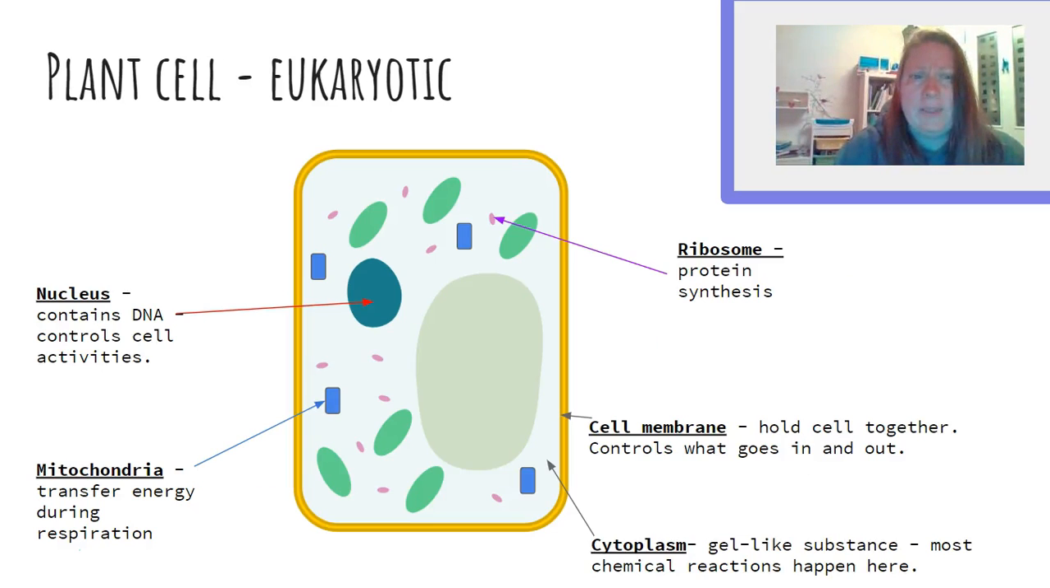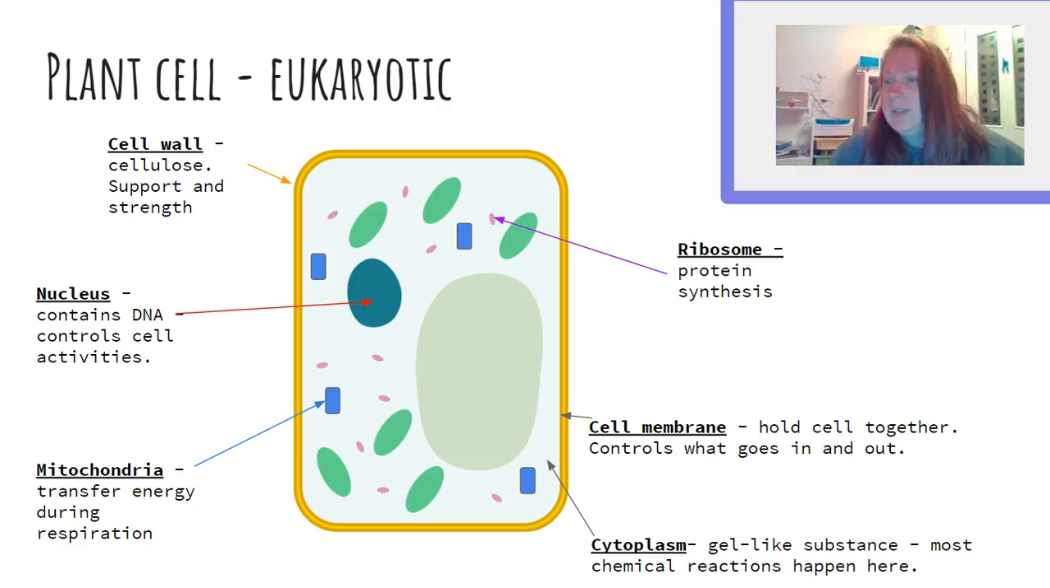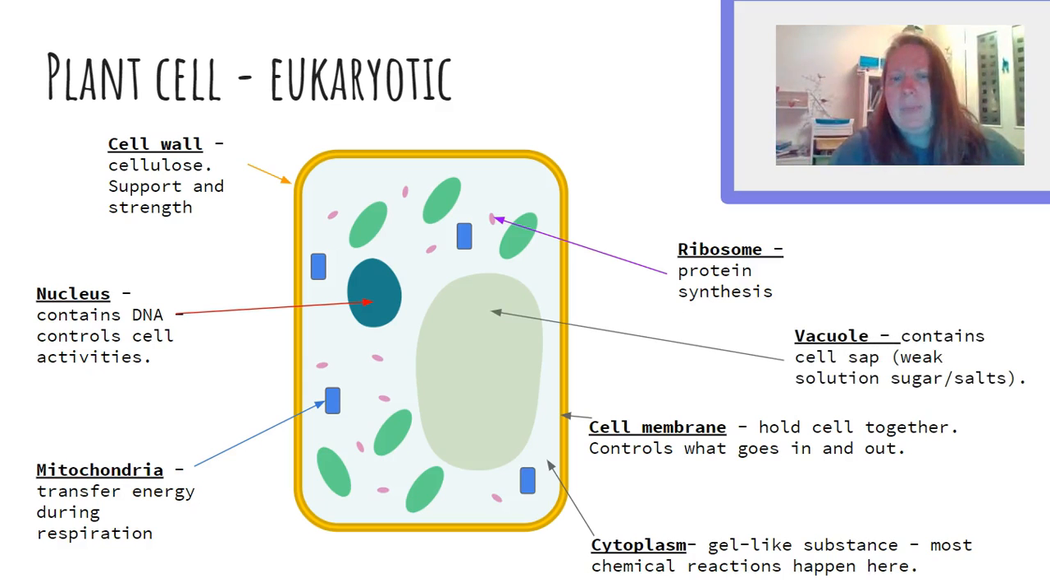If we compare that with a plant cell, you can see that all 5 of those parts are found in a plant cell as well, but a plant cell has a few additional parts to it as well. So there is a cell wall. This is made of cellulose and it supports the cell and it strengthens the cell. There's a permanent vacuole which contains cell sap. Cell sap is a weak solution of sugar and salts. This is important later in things like osmosis.